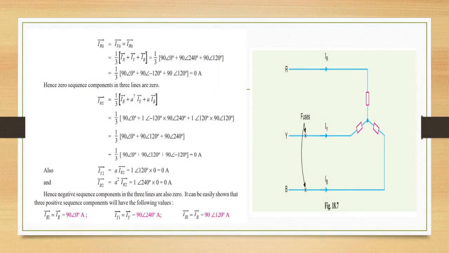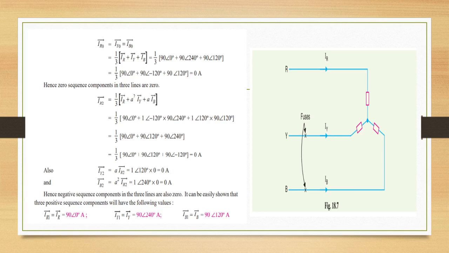As we can see here, in the Y and B phases fuses are there. So first one we should calculate without fuses, second calculate with fuses. So R, Y, B are the three phases, IR, IY, IB are the currents in the three phases. IR0 is equal to IY0 equal to IB0, that is 1/3 of IR plus IY plus IB. So this is coming as 0 amps and zero sequence components in all the three lines are 0.